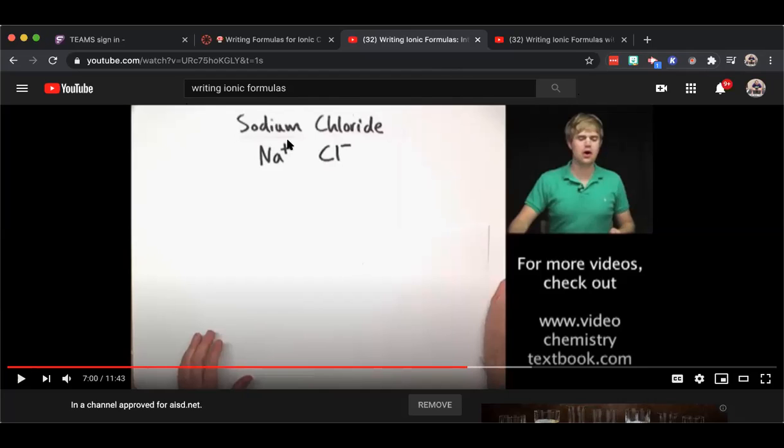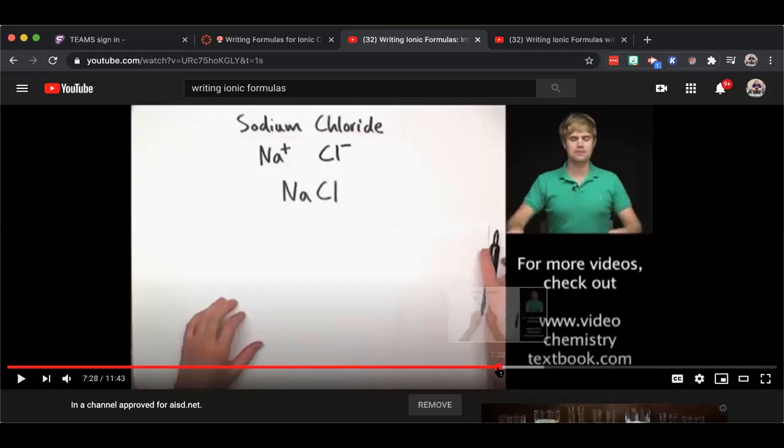Okay. So anytime your charges are the same, so this is a +1 and a -1, they're going to balance out. So I just need one of each. So this one won't have any subscripts. It would be the same if I had something that was +2 and -2, or +3 and -3, same thing. If the numbers are the same, that means I only need one of each of them. So on this one, I don't need any subscripts. So I just write NaCl, okay?